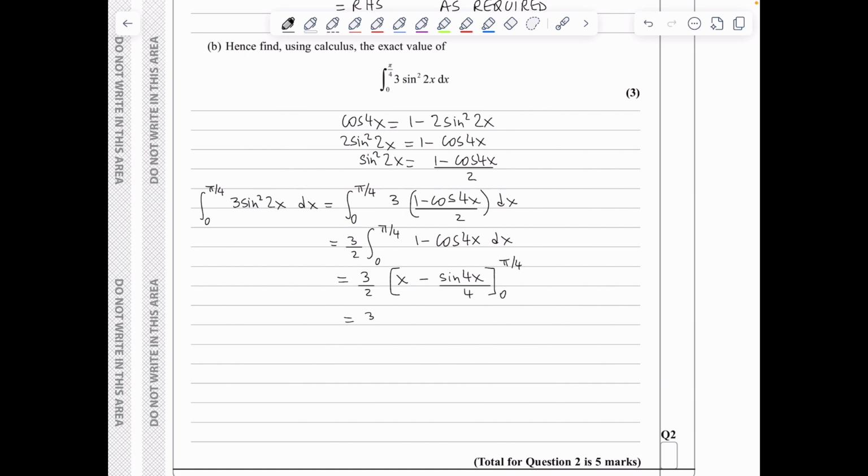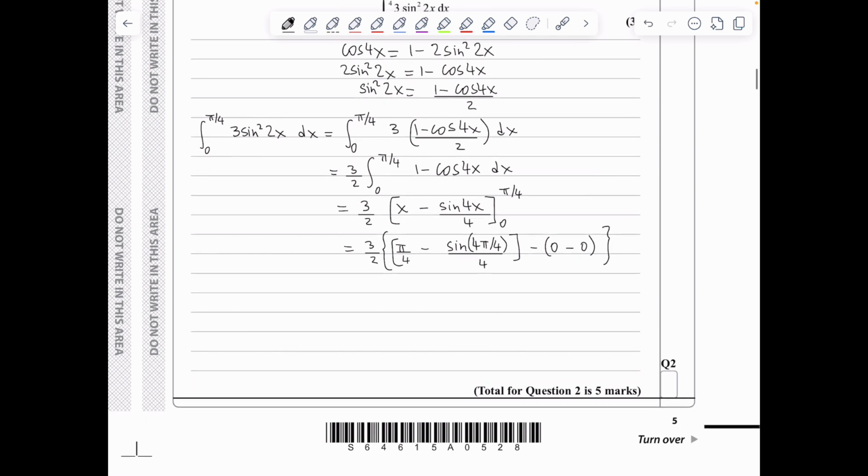So we're looking at 3 over 2 times (pi over 4 minus sin of 4 times pi over 4, and all of it over 4). That's the upper limit substituted, and if I substitute the lower limit, I get 0 minus 0 because sin 0 is 0, and this simplified will lead to an answer of 3 pi over 8.